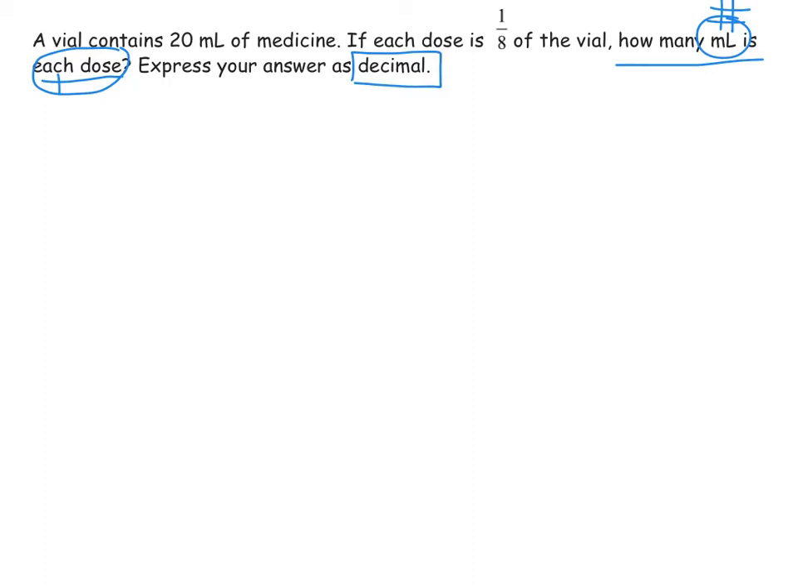So let's look at the information in the problem. A vial has 20 milliliters of meds, and one dose is 1/8 of the vial. So one vial is equal to 20 milliliters, and then one dose is equal to 1/8.